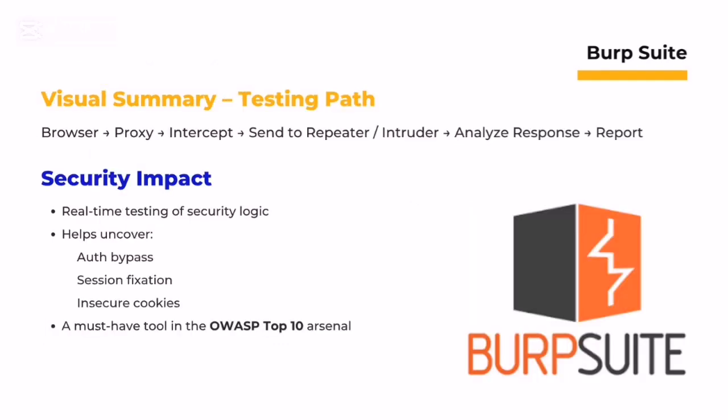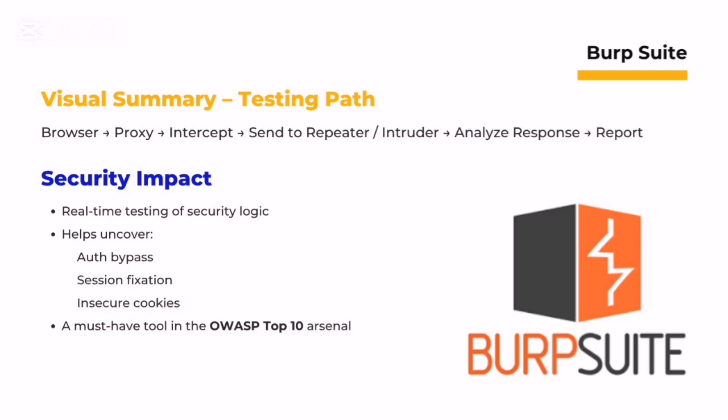Here is a quick summary of how traffic in Burp Suite works. Your browser sends traffic, Burp's proxy intercepts. Then you analyze and edit. Then use Repeater or Intruder for deeper testing. And finally analyze the results. It is a complete loop for interception and exploitation.